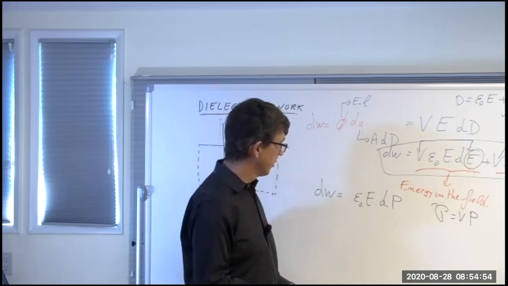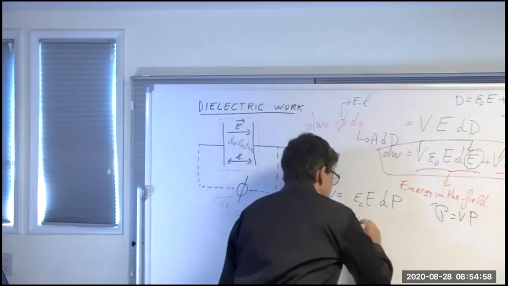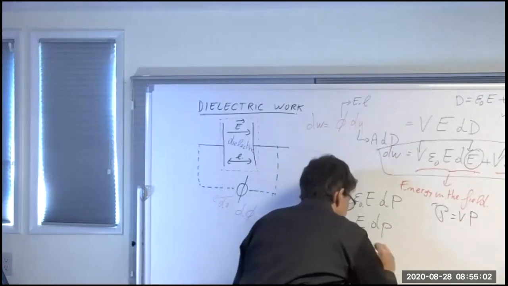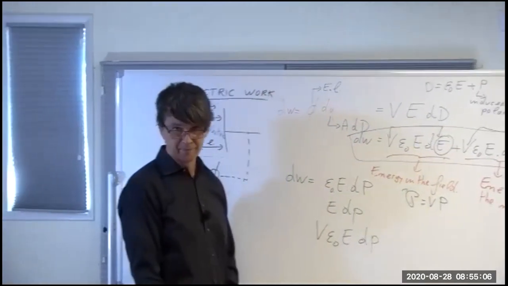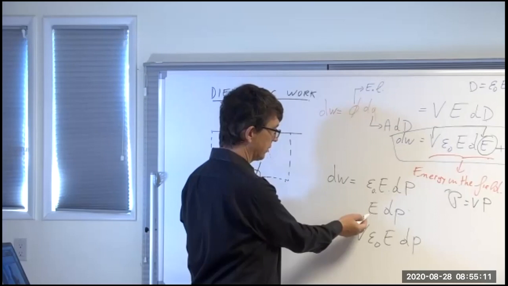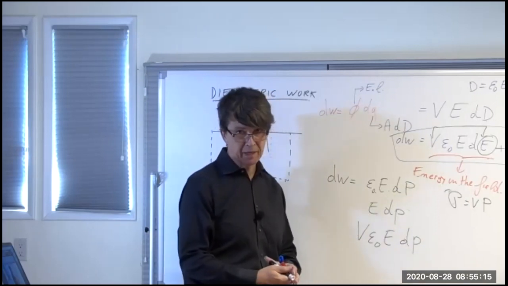So I guess what I'm telling you is that I might write this, I might write this, or I might write this, and they're all the same, okay? Here I wrote the volume explicitly, here I dropped the epsilon naught, and here I dropped the volume, okay? And if you have questions about it, just ask me.